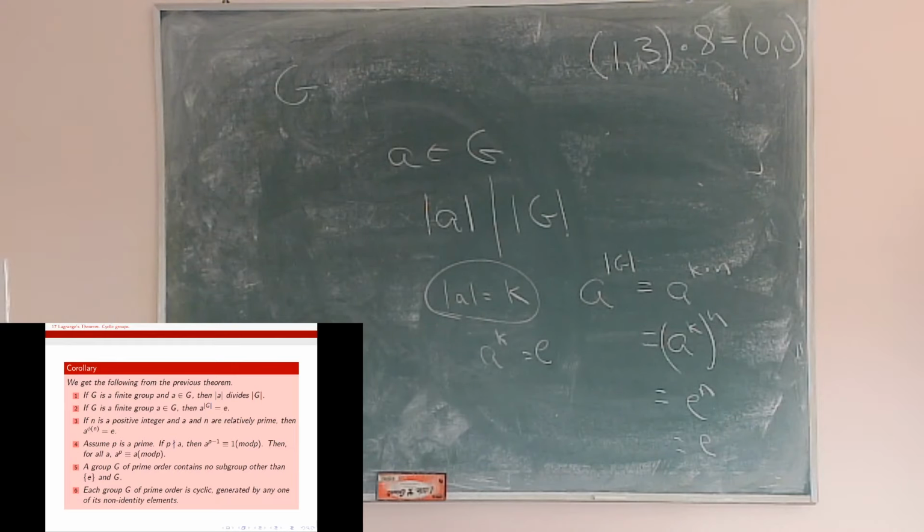Now, I'm going to skip that third one because we didn't quite talk about that in that section. But I'm going to move on to the fourth point here, which is: assume that P is prime. If P does not divide A, then A to the P minus 1 is congruent to 1 mod P. And in general, A to the P is congruent to A mod P. All right. So let's do that one.